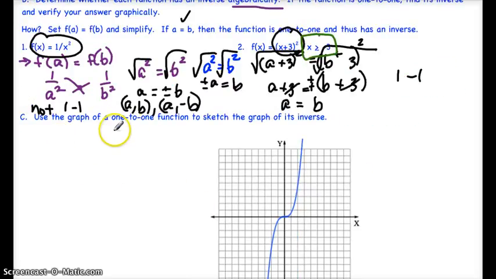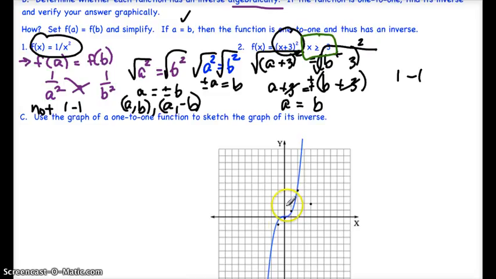I want you to use the graph of a one-to-one function to sketch the graph of its inverse. So remember, we talked about ordered pairs and how for the ordered pairs of a function, you can swap x and y to give you the ordered pair of the inverse. So let's start with 0, 0. 0, 0, if we switch 0, 0, we still have 0, 0. Same with 1, 1. Same with negative 1, negative 1. So let's move a little bit further away from the origin, and it looks like I have an ordered pair of 2, 4. So the inverse of 2, 4 is 4, 2.